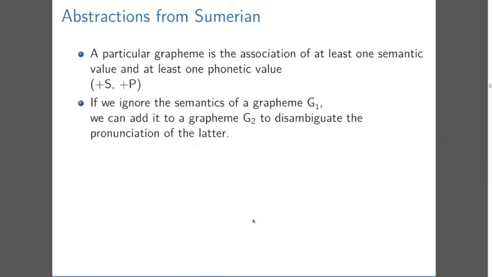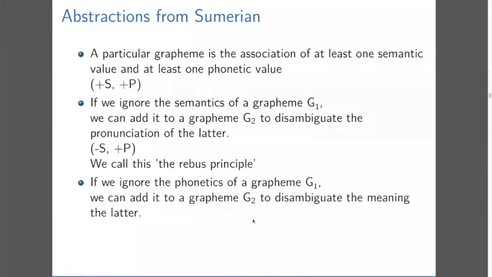So if you ignore the semantics of a particular grapheme, we'll call it G1, it can be added to another grapheme, we'll call it G2, to disambiguate the pronunciation of the latter. So we have a sign with more than one, but at least one, P and S, and we're adding another sign to it that we're ignoring the semantics of in order to disambiguate the second sign. So the sign that's being added, we've sort of turned off the S, but we're leaving the P, okay? This we can call the rebus principle.